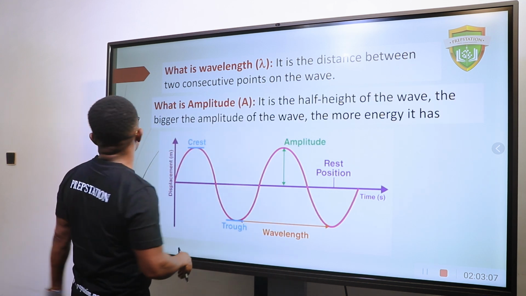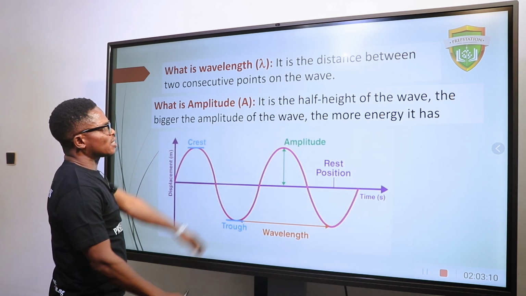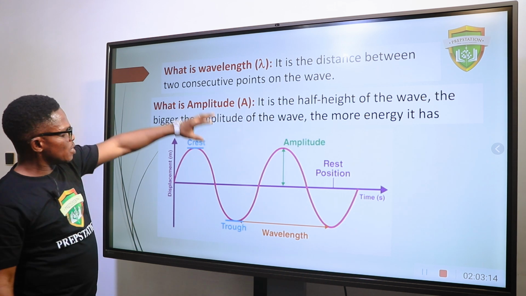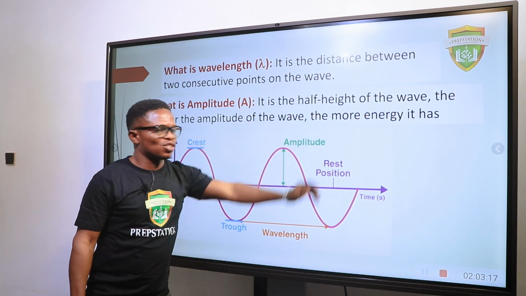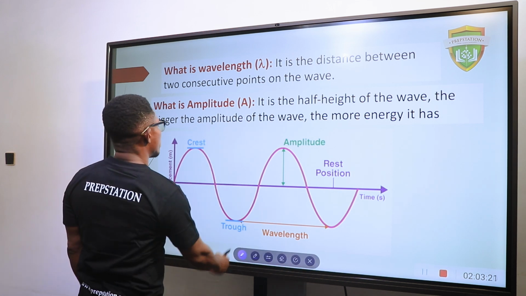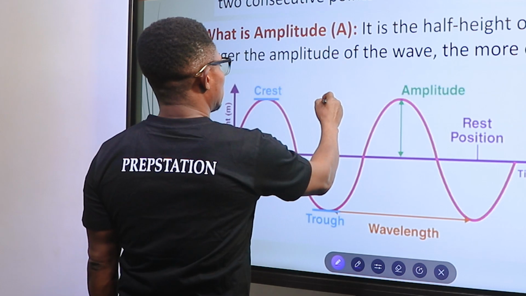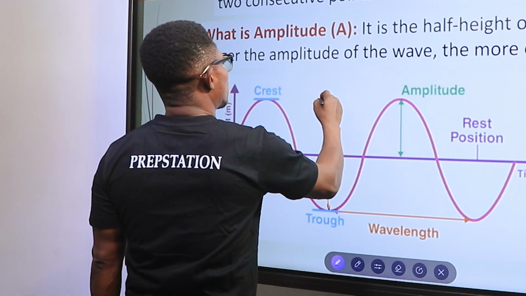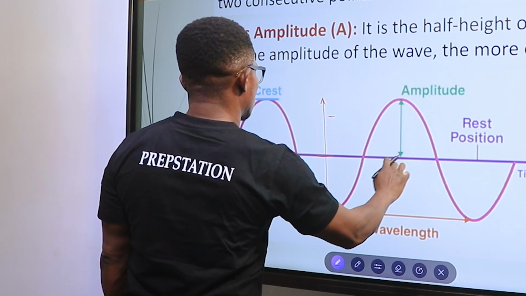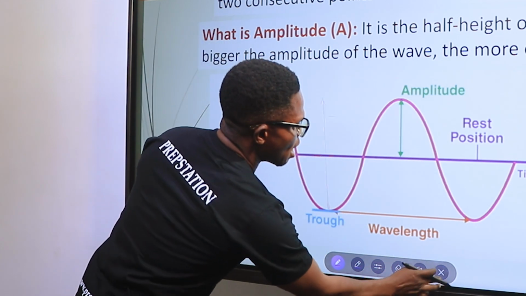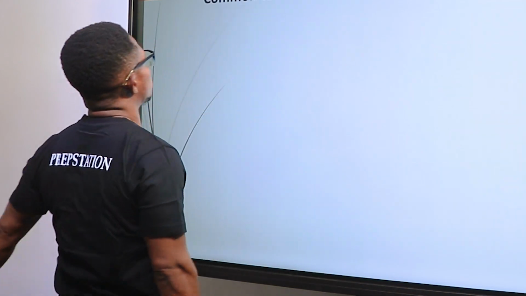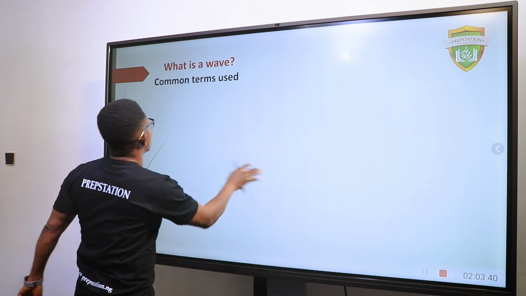Okay, I've explained what amplitude is. I've explained what wavelength is, the distance between two consecutive points on the wave, and amplitude is half the height of the wave. What does that mean? From this point, this is the height of the wave. So half the height is called amplitude. That is this. Half the height of the wave is called amplitude.